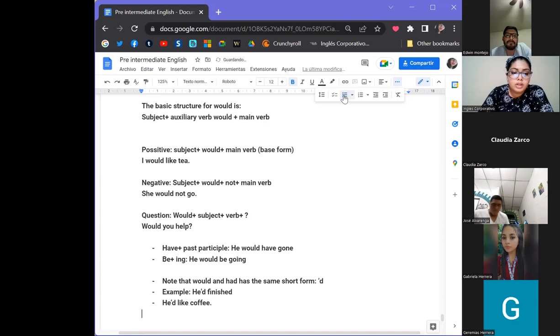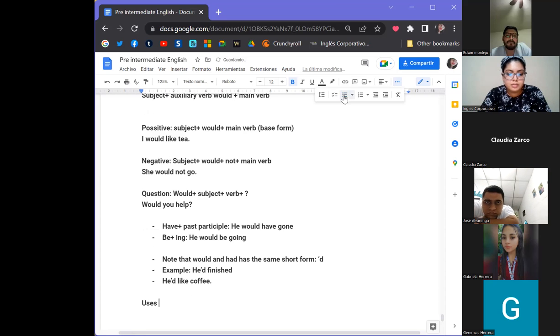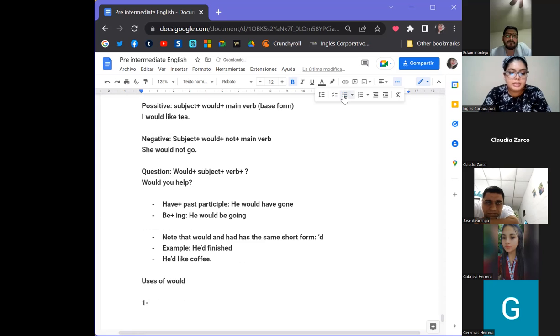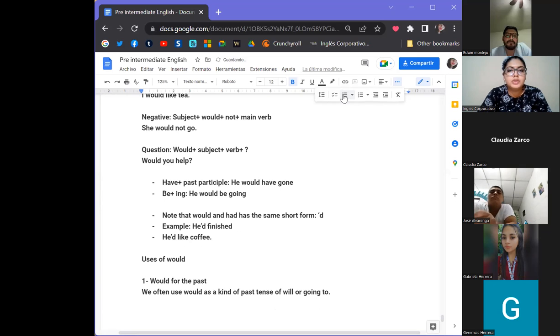So, what are the uses for would? Uses of would. We have the first one, and it says would for the past. Because in the beginning, we were saying that we are going to use would for talking about the past. So in this case, it says we often use would as a kind of past tense of will or going to. Then we have two examples.